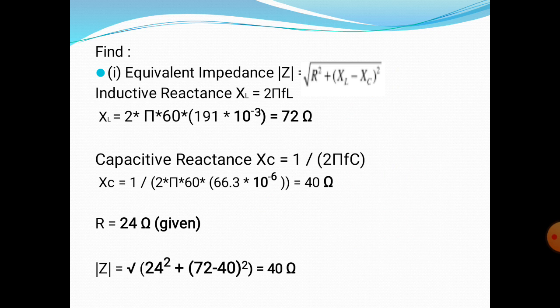And next we have to find the value of capacitive reactance. XC is equal to 1 by 2 pi FC. We substitute the values and find the value of XC. We get the value of XC is equal to 40 ohm. So we get the values of XL, XC and R. These values are substituted in the impedance equation. So we get the value of equivalent impedance Z is equal to 40 ohm.